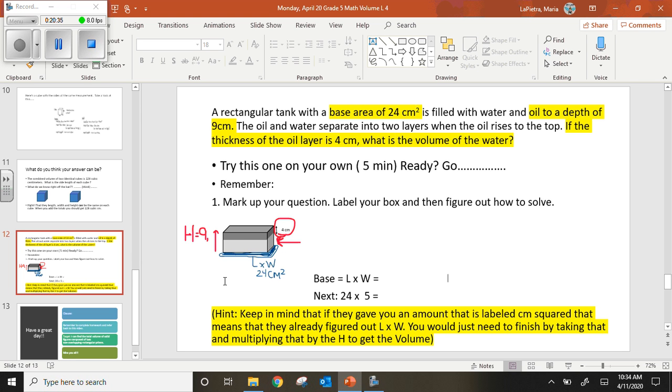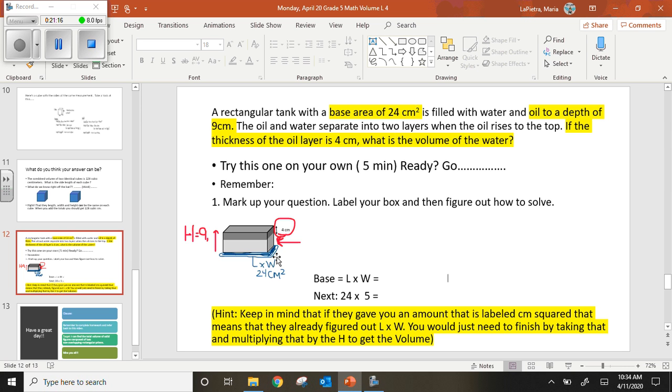So if the thickness of the oil layer is 4, we need to figure out first what the water height is right here. We know that the total was 9. The oil was 4. What would the water be? I'm going to give you a couple minutes to figure this out. If you have the height of 9, and the height of the oil is 4, what would the height of the water be? Because you definitely need to find that out first so that you can figure out the volume of the water.